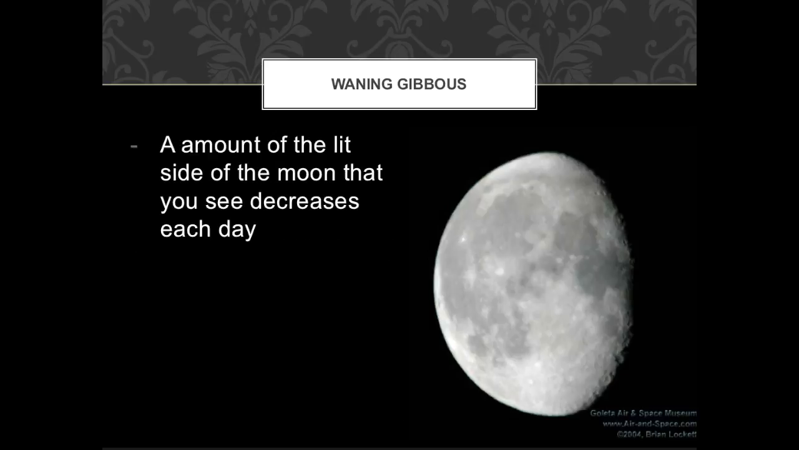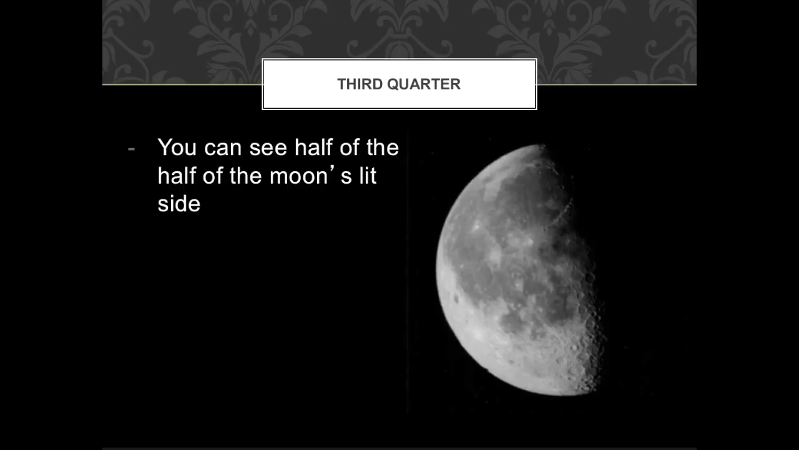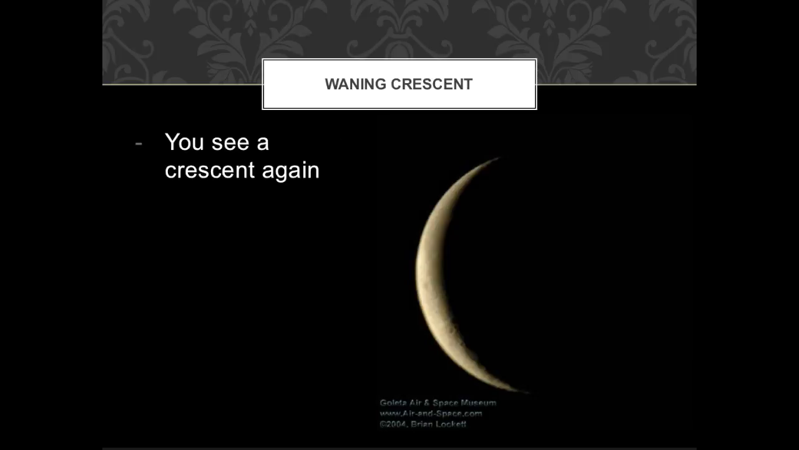Then we have our waning gibbous, and this is where the amount of lit side of the moon that we see decreases each day. And then our third quarter, again you're seeing half of the half that's lit, therefore it's a quarter, and since it's waning, it's now the third quarter. Then we have our waning crescent, and this is where you see that last little sliver before it goes back to a new moon phase, and again it's waning, meaning it's losing light from right to left.